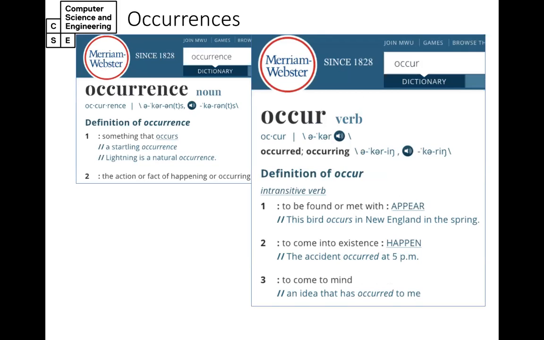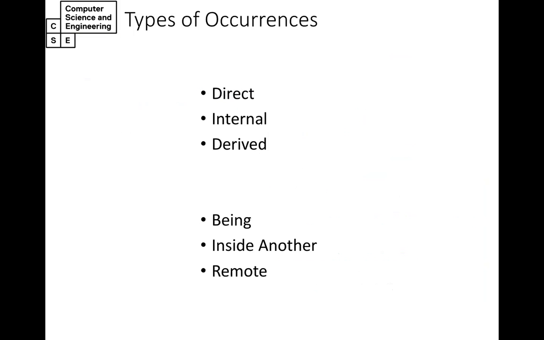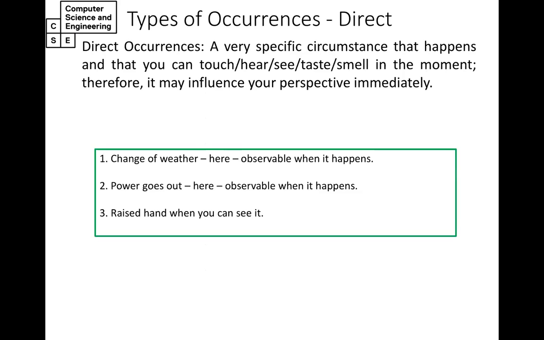Occurrences just comes from occur, which means that something happens, something that's happening or occurring. You can describe occurrences in different ways. I'm going to describe them here in 6 different ways, 3 of which tend to do things that we can observe right away, and 3 of which don't. So the first type of occurrence I'm going to describe is called a direct occurrence. This is something that actually happens and that you can touch, hear, see, taste, smell in the moment. And so it influences your perspective potentially immediately.